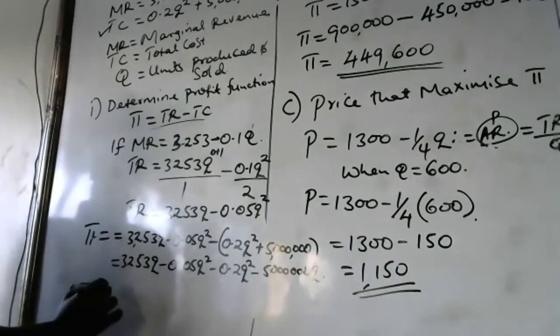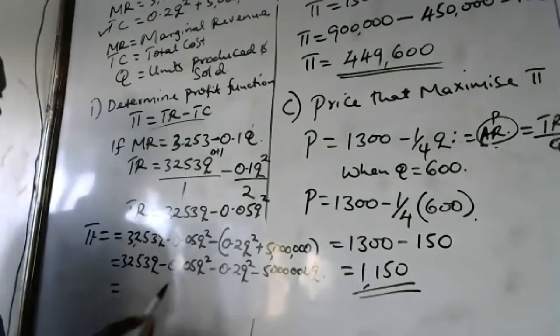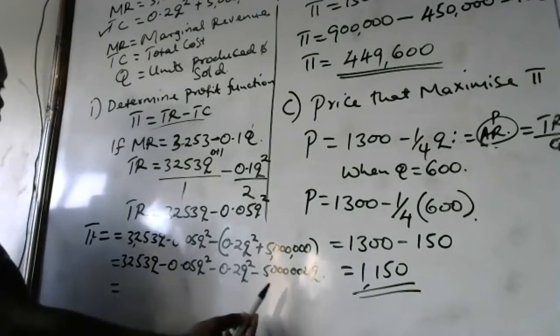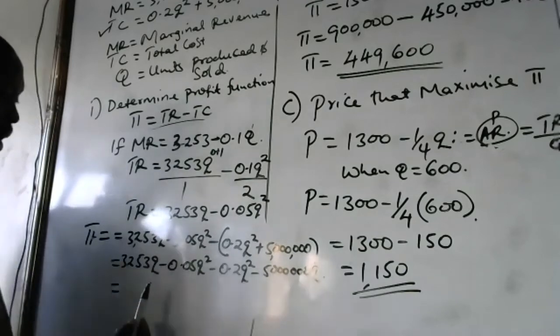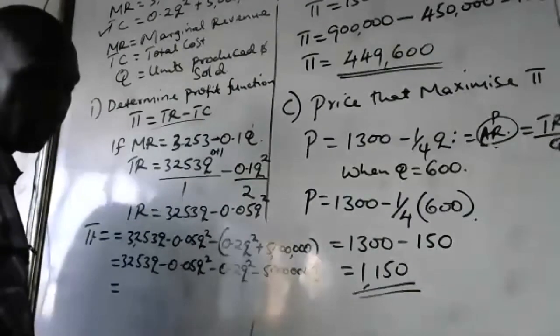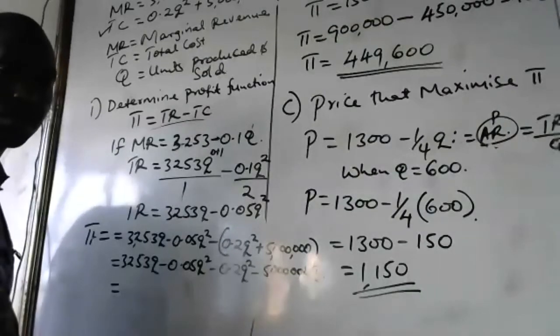Then we can put the like terms together. 253 minus 5 million, because they have got Q, they are like terms. Can you minus them? 253 minus 5 million.